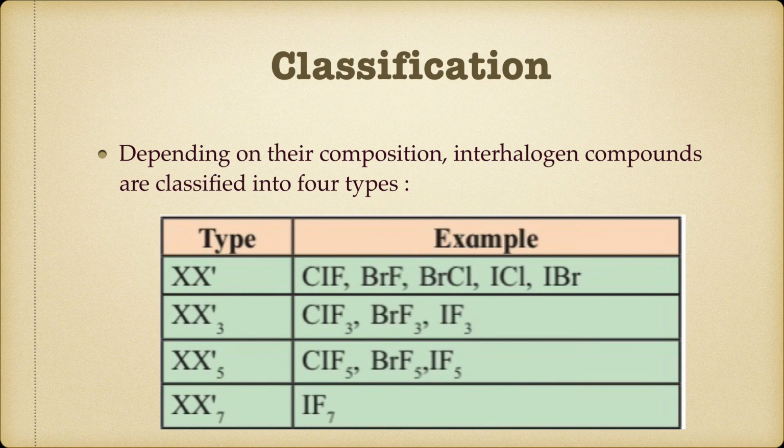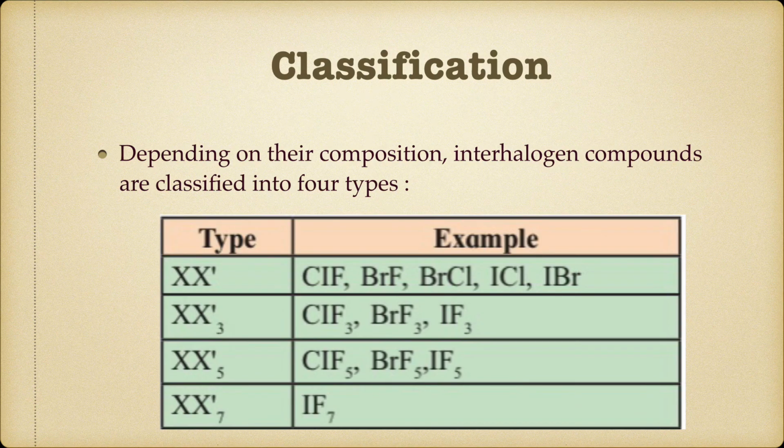Next, we'll talk about the classification of interhalogen compounds. Depending on their composition, interhalogen compounds are classified into 4 types. So, what are the types? XX', XX'3, XX'5, and the last one is XX'7. First we have to understand what X and X' are over here.